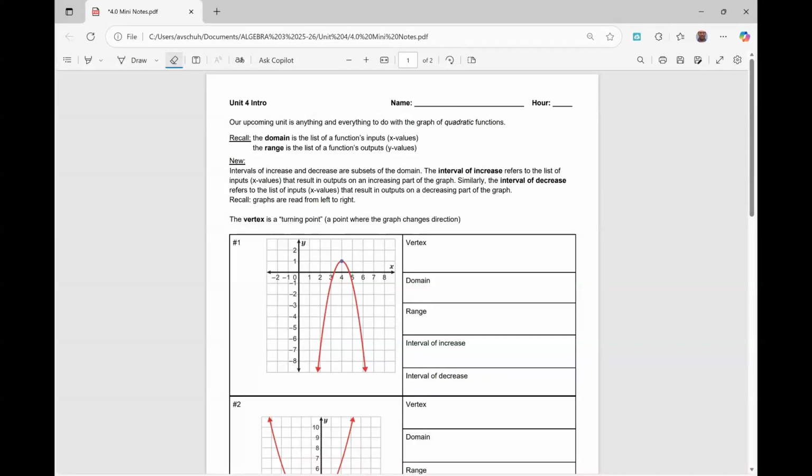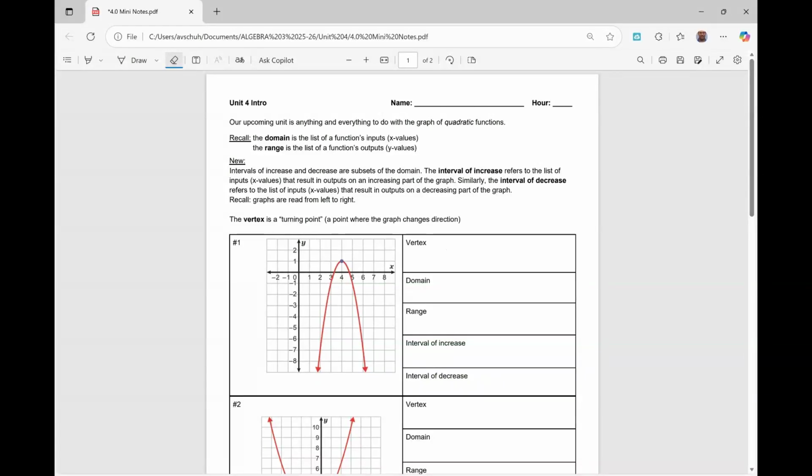And then with the new ones, we're going to have interval of increase, interval of decrease, and the vertex. These three things are new to this year, but they are not new to you completely. You would have seen them in Algebra 2 last year. And so hopefully, as we go through this, it's just jarring your memory a little bit, and it's not anything that's going to throw us off too much.